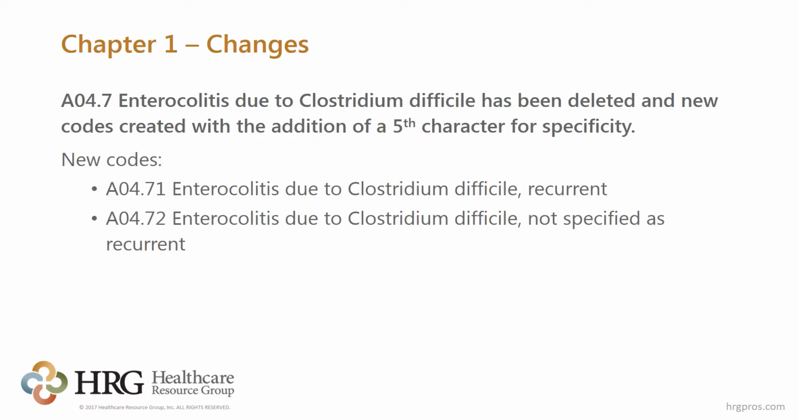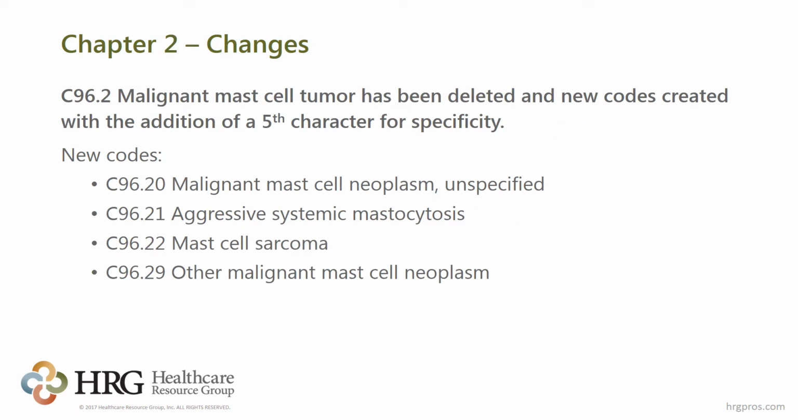First change for the new 2018 code set was found in Chapter 1. The code for enterocolitis due to C. diff has been deleted and two new codes were added to further specify this condition. For the next change, we're going to jump to Chapter 2, where again a code is deleted and replaced with codes that further specify the condition for malignant mast cell tumor.